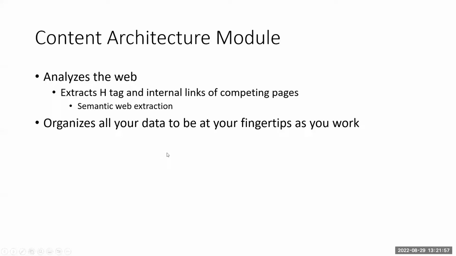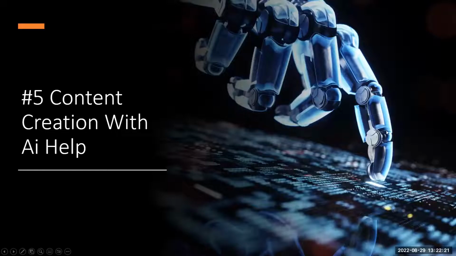Now, the content module analyzes the web. It extracts all the H tag information, and it extracts all the internal links of the competing pages that we're dealing with. It does semantic web extraction, and it organizes all this data, so it's at our fingertips when we're working and we can create any content template we want to deploy. As you can see, as we're moving through the modules, we're getting closer and closer to getting the outputs that we need to publish and market online.